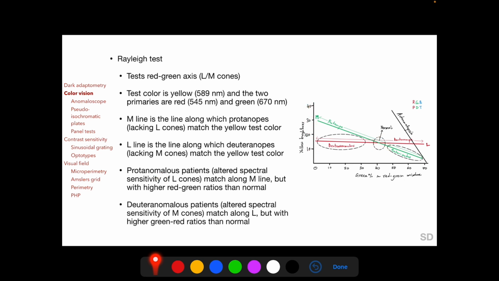Anomalous patients who have altered spectral sensitivity of the L cones match the brightness of the yellow test color along the M line but with higher red-green ratios than normal, and deuteranomalous patients who have altered spectral sensitivity of the M cones match along the L line but with higher green-red ratios than normal.